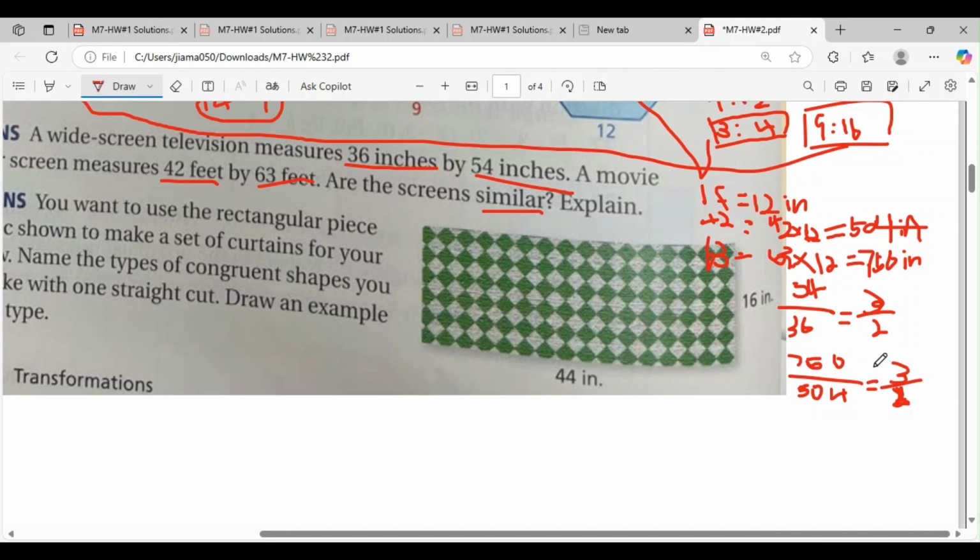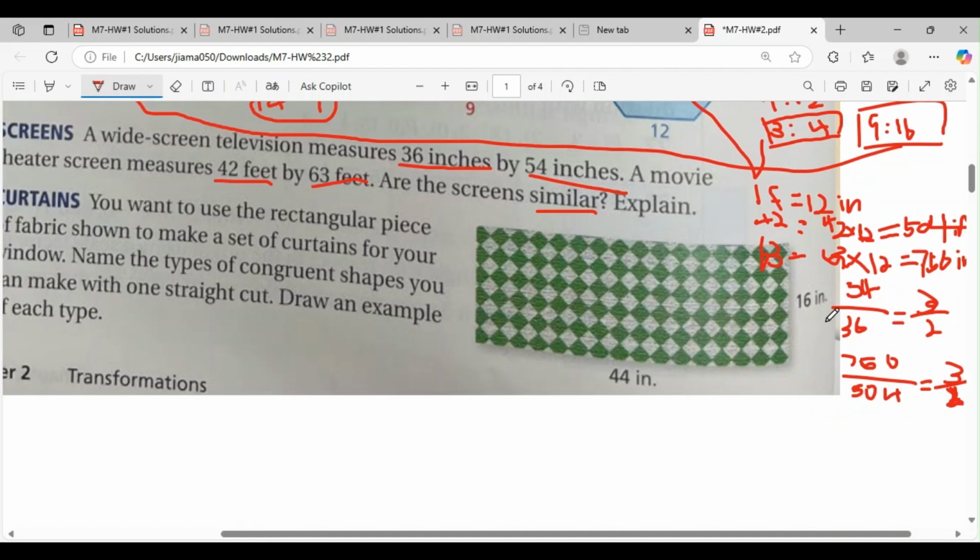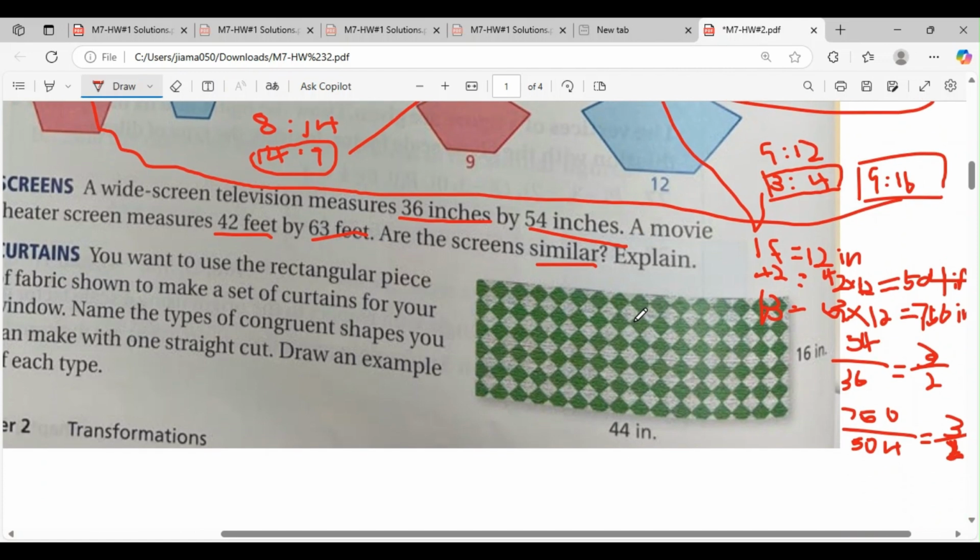Okay, so now we can see that they have the same ratios, which means they are similar. Okay, they are similar.